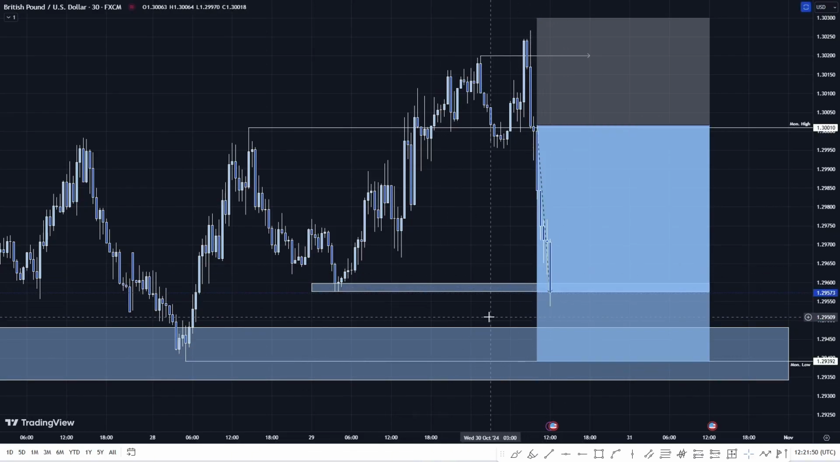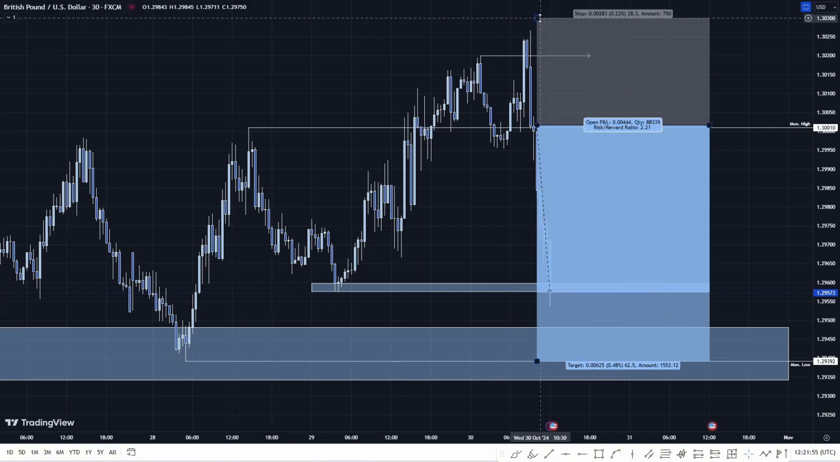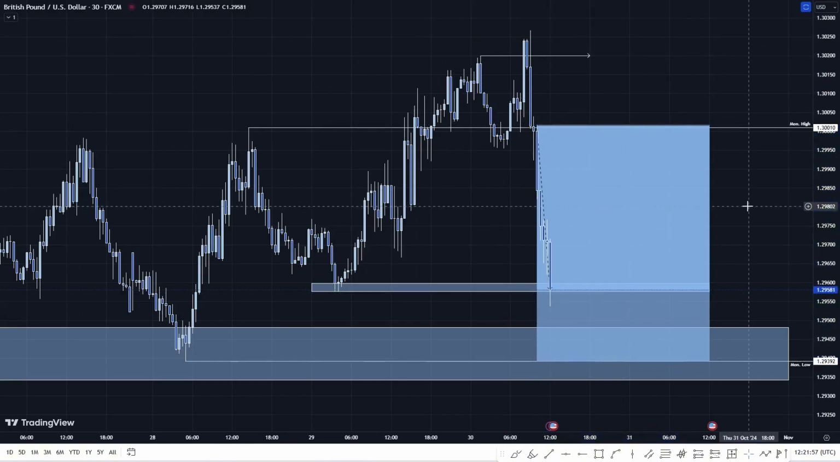I've taken some partials here just to make sure I'm covering my position, but I'm moving my stop loss to break even. I'm allowing this to run to Monday's low. I didn't post an exact entry, target, or stop loss for this trade, so I will assume that you guys have not taken it with me. But if you have, well done. Take your partials, let this run into Monday's low, and I'll come back later in the New York session with some new ideas, some new theories, and potentially a full take profit.